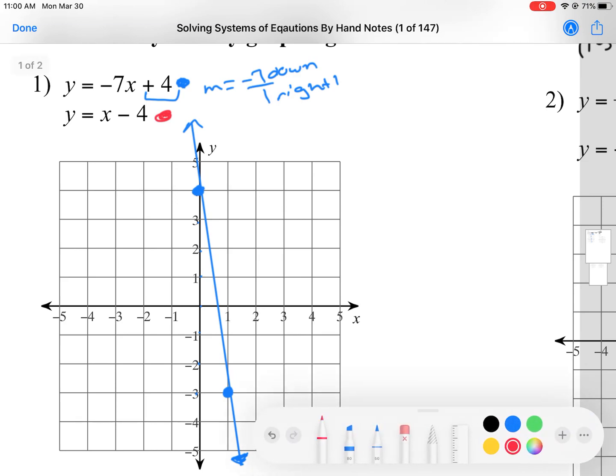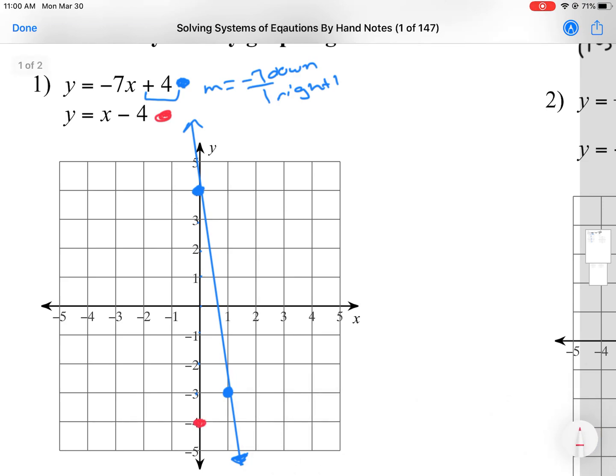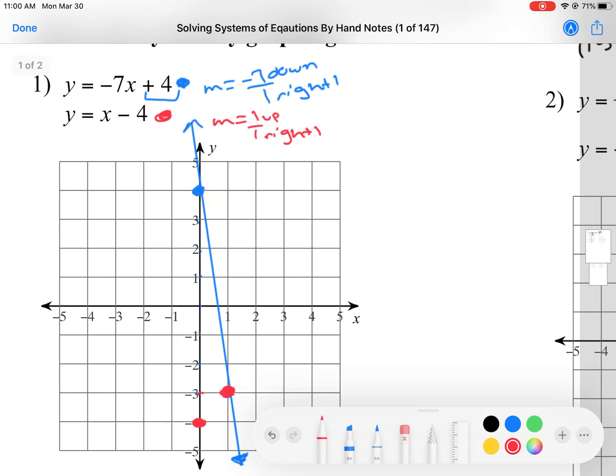Y equals x minus 4. So in this case now, I need to plot my y-intercept of negative 4. And then my slope is 1 over 1. So I go up 1, right 1. That's all I'm going to go. Up 1, right 1. And whoa, look what I got here.